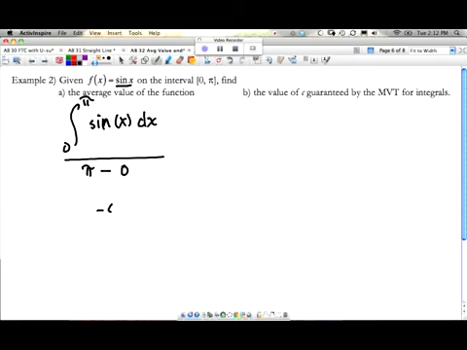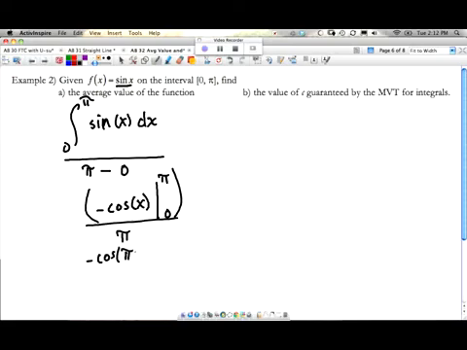The antiderivative of sine of x is negative cosine of x. We're going to be calculating that from 0 to pi, and then dividing that by pi as well. So the calculation for the numerator in the fraction is going to be negative cosine of pi minus negative cosine of 0, all divided by pi.